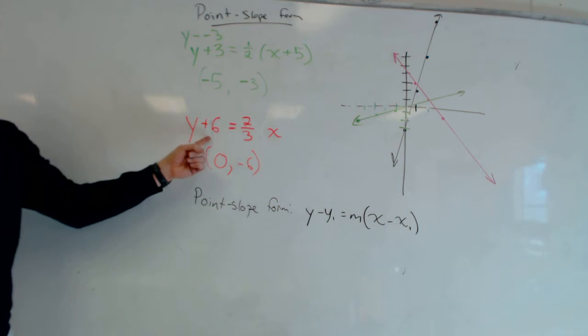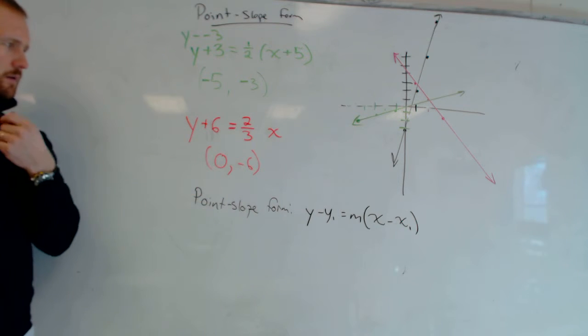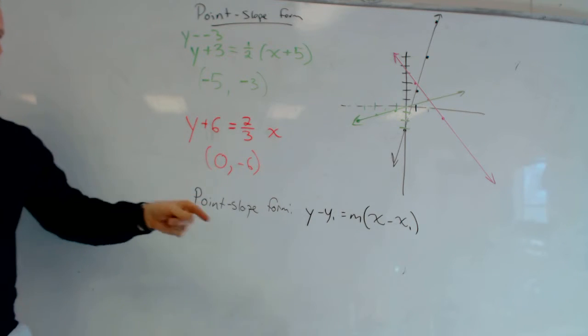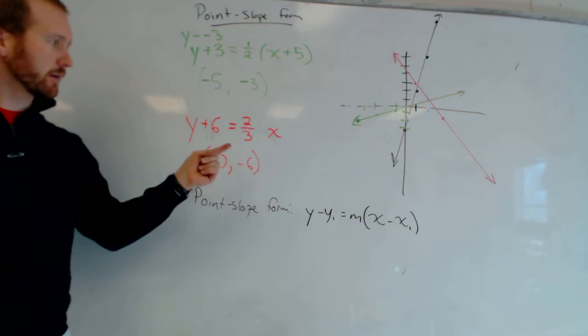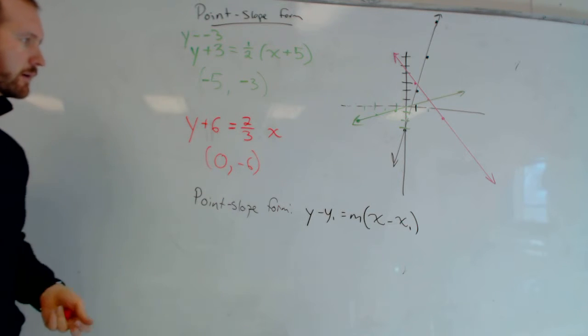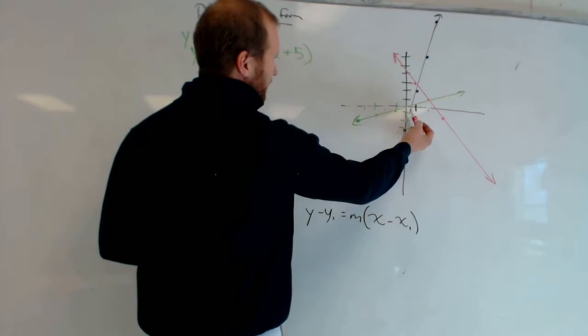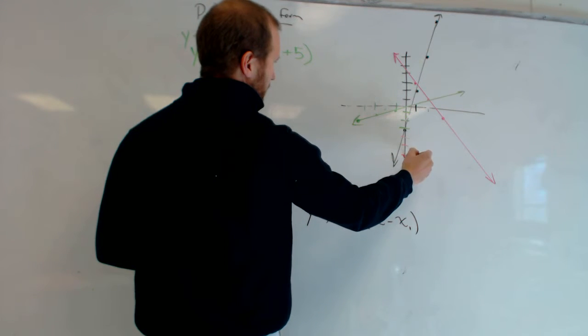Wait, it says y plus 6 though. Why are we writing negative? Minus. Because it's y minus negative 6. Oh, right. The formula has a negative in it. So this is y minus negative 6. Okay? So 0, negative 6. 1, 2, 3, 4, 5, 6.